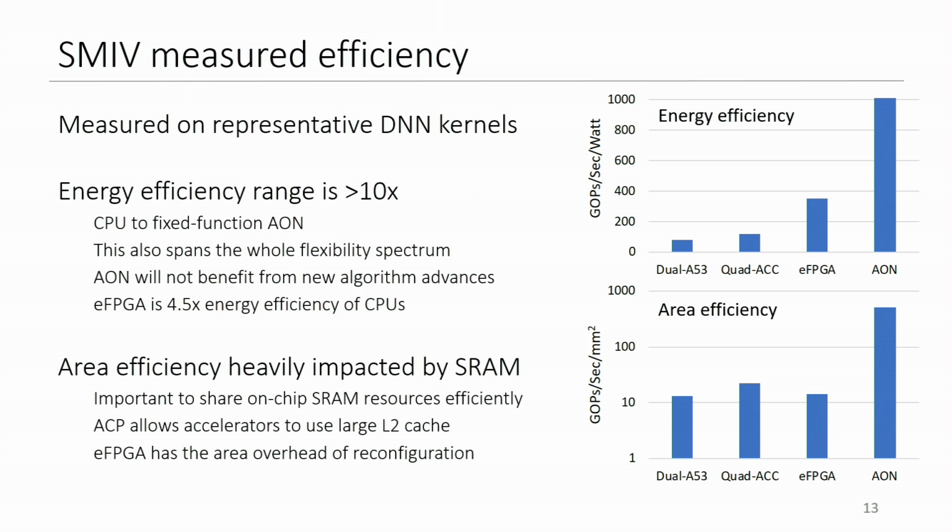Here we found embedded FPGA has an area overhead for reconfiguration. I think that comes out in the area efficiency plot. However, these numbers mainly take into account the hardware MACs in the embedded FPGA, so it doesn't fairly account for the lookup table logic.